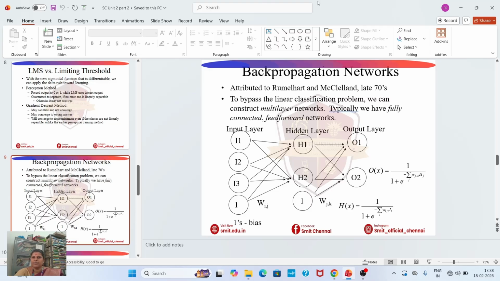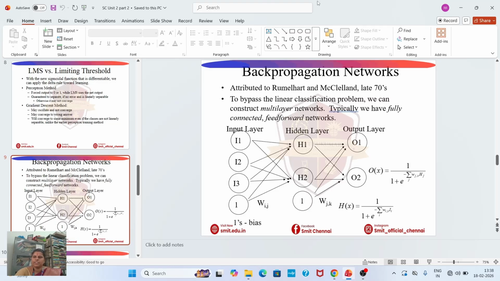The important features of the back propagation network: it is a multi-layer network, fully connected, feed forward, without loops. It uses gradients and a differentiable activation. It is important because it solved the XOR problem, revived neural network research, and forms the foundation of deep learning.